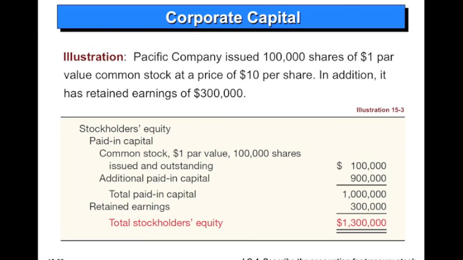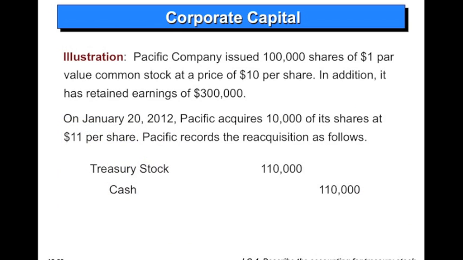So, for example, when you have a purchase of treasury stock, you used your cash to buy the stock. Say Pacific reacquires, say it acquires 10,000 of its own shares at 11. Okay, so they were issued at 10, now it's acquiring them at 11. So it's spending 110,000 of cash. So it's less cash, and you debit the treasury stock account, which reduces equity.